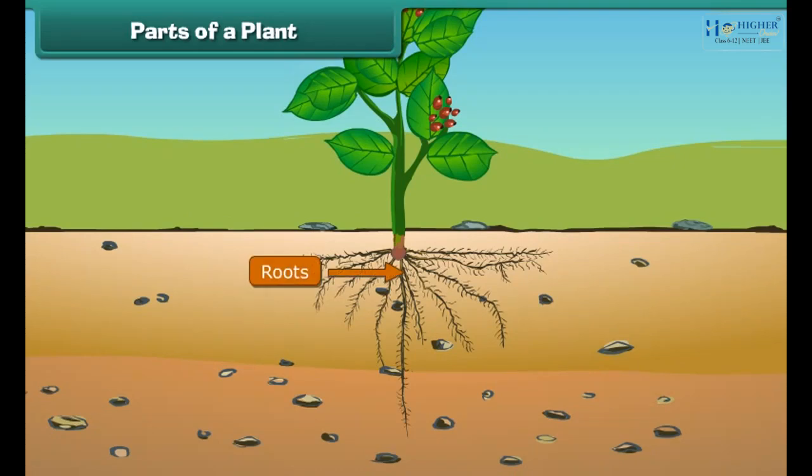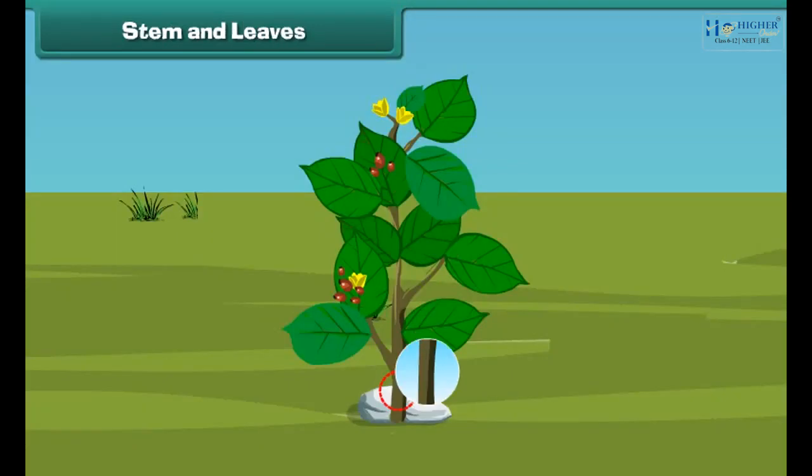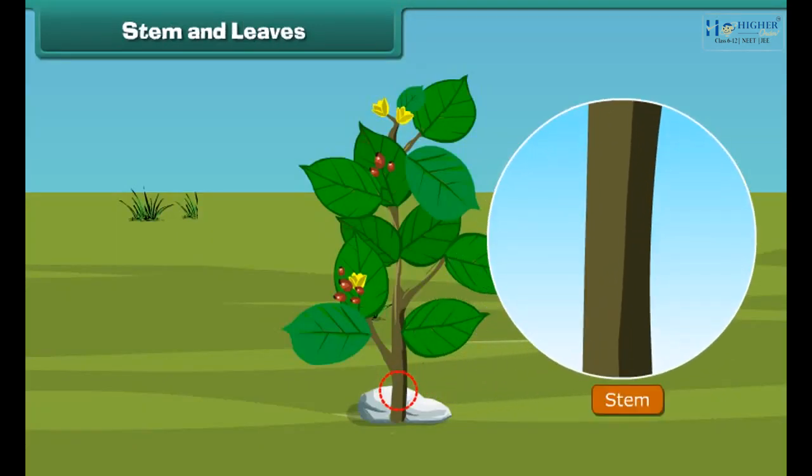Roots are the lower part of a plant. They grow in soil and help the plants to get water and minerals from the soil. The next part of plant is a stem. A stem is the hard part of plant which grows above the ground. It bears leaves, fruits, and flowers. A stem also supports plants.